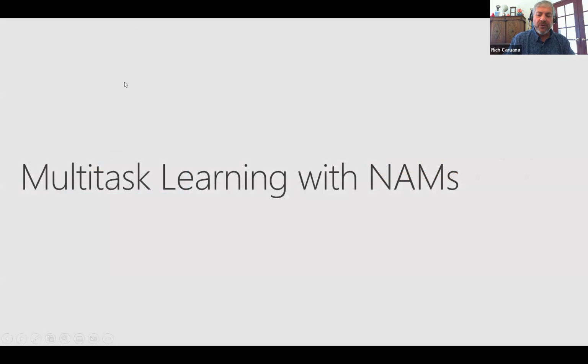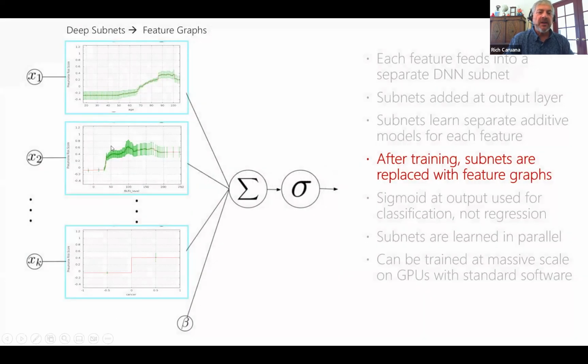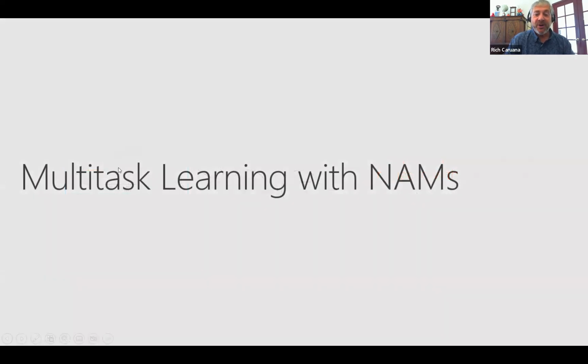So what I want to show you, though, is that this is exciting and this works. And I'm not going to tell you more about that. If you want to see this, go to the paper. What I want to show you is that we can now do multitask learning with this, which is really, really cool. So let's do multitask learning with neural additive models.